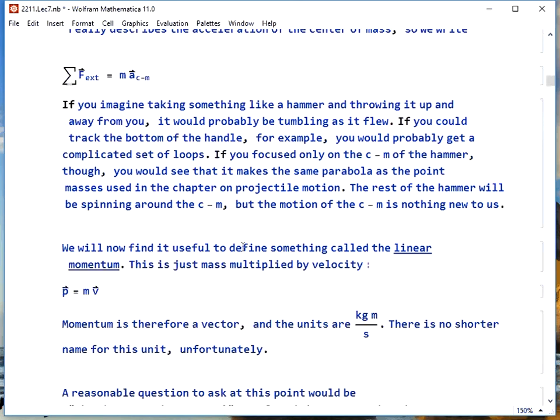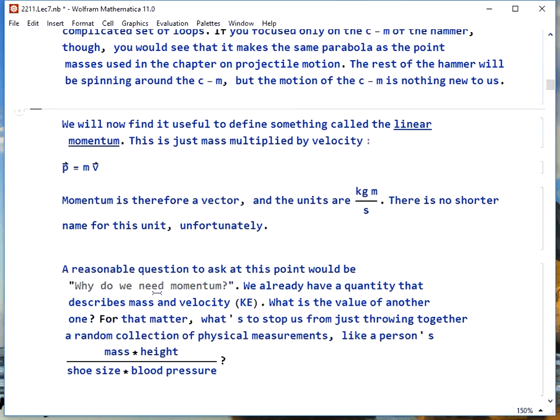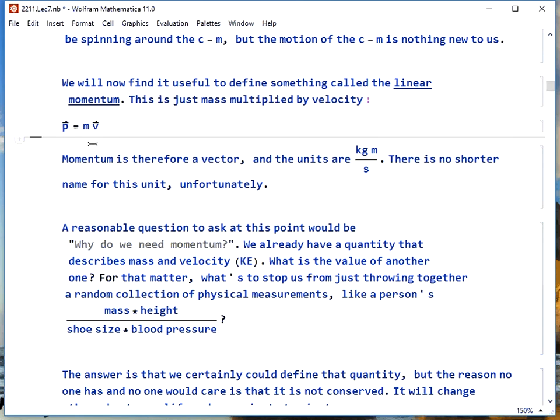We can now use this idea to define linear momentum. This is mass multiplied by velocity, so it's a vector. The units are just kilogram meters per second, and there's apparently no unit attached to that with a shorter name.